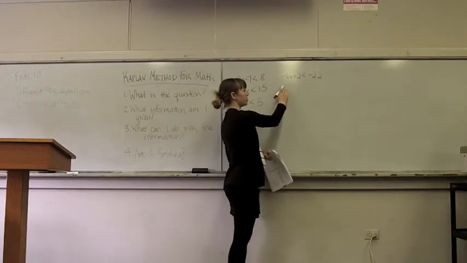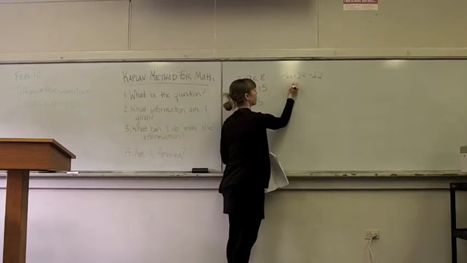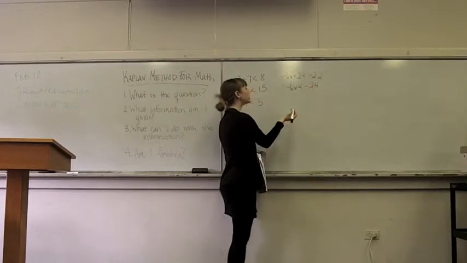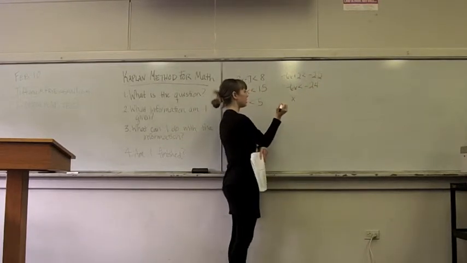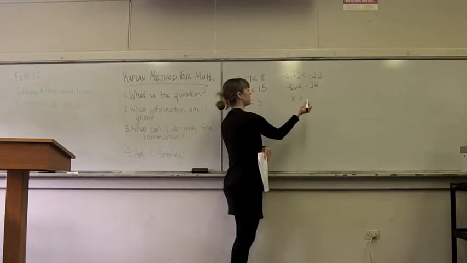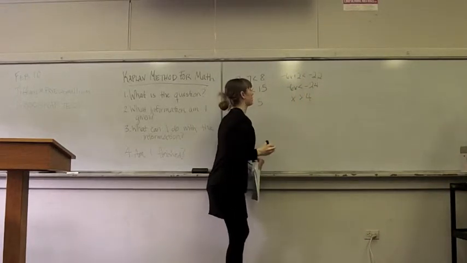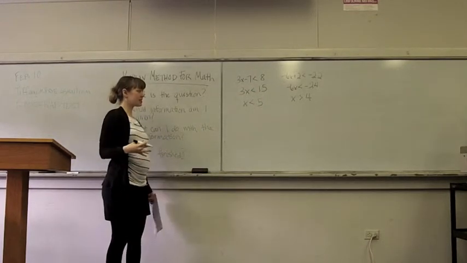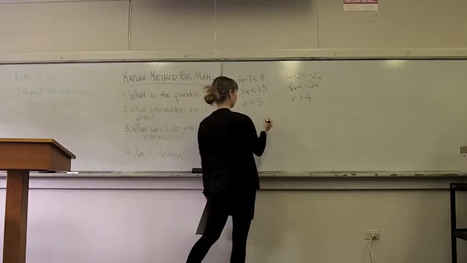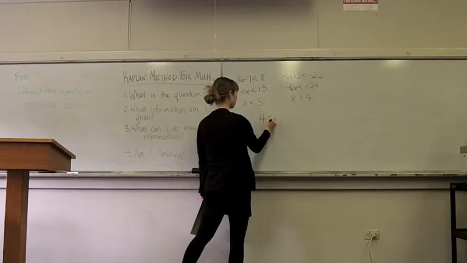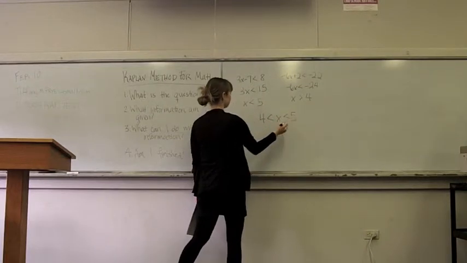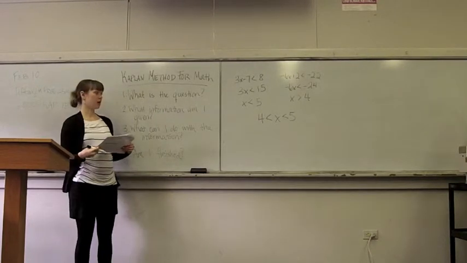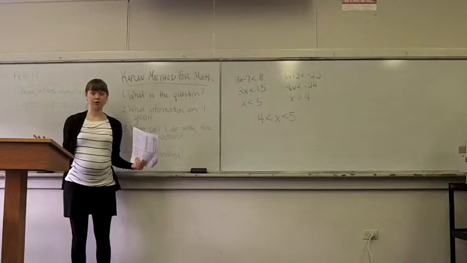And then what would we do over on this one? Subtract 2, so we get negative 6x less than negative 24, and then divide by negative 6. So flip the sign: x is greater than 4. So now we know that x is less than 5 but greater than 4. Another way we can write that is 4 less than x less than 5, so x is between 4 and 5. This is a gridded answer, so you can grid in any answer between 4 and 5.